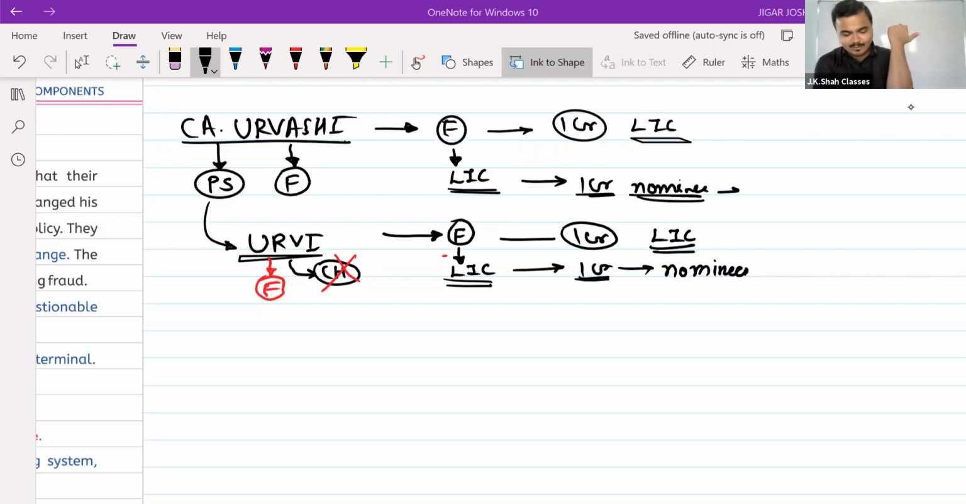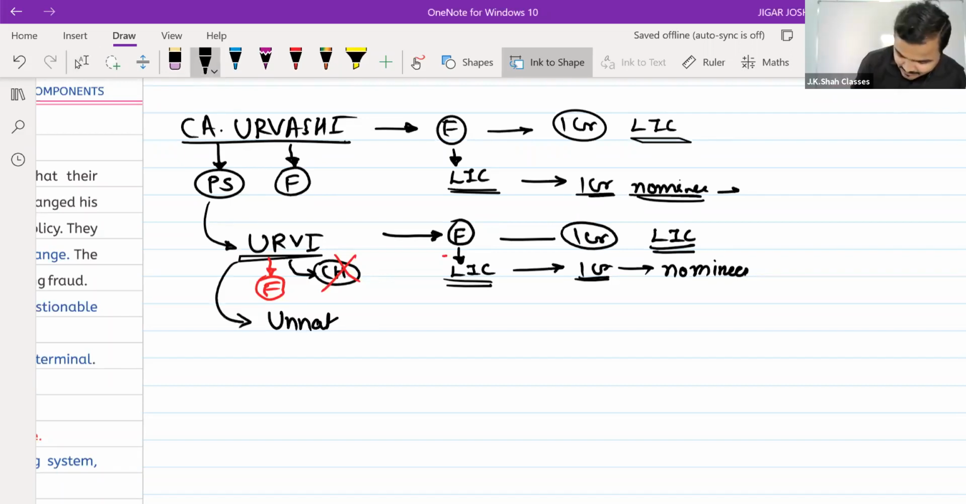Urvi, any other name would you like to suggest right now? Unnati. So nice. So Unnati, it's there. Is it your sister's name actually? No, it's mine only.